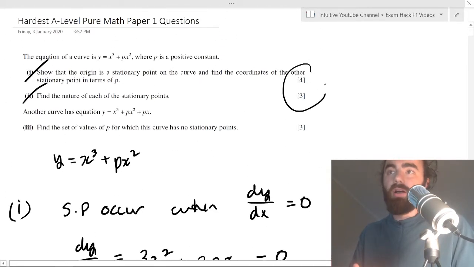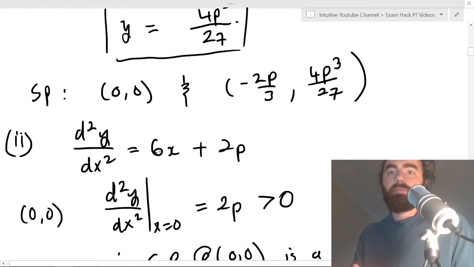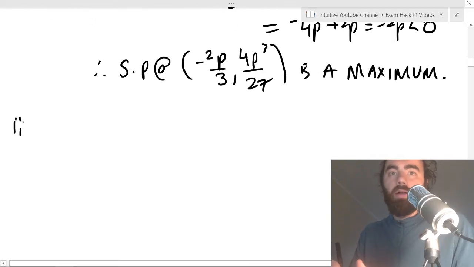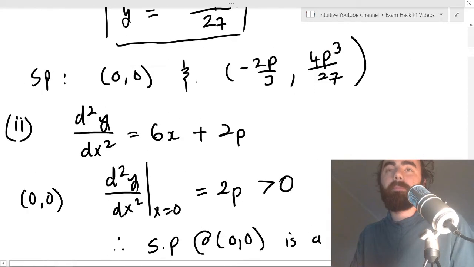That's already 7 marks in the bank. Just bank that in. Then we've got another curve that has an equation of this. So let's write that down. I think it was this. Was that what it was? Let's just double check that.